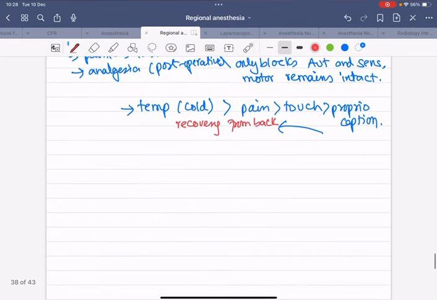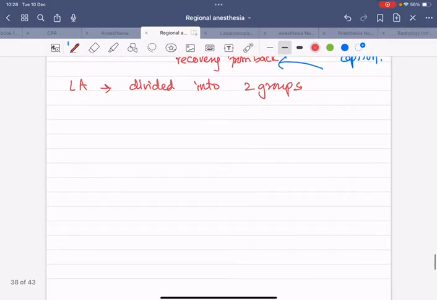Now coming to the local anesthetic drugs classification. Local anesthetic drugs are divided into two groups. What are the two groups? One is the ester group and the second is the amide group. Or you can remember, ester drugs will have only one I, or single I. Amide group is having double I.